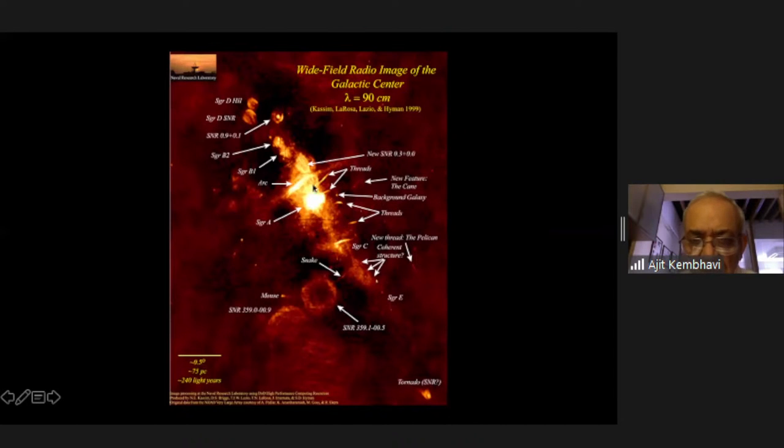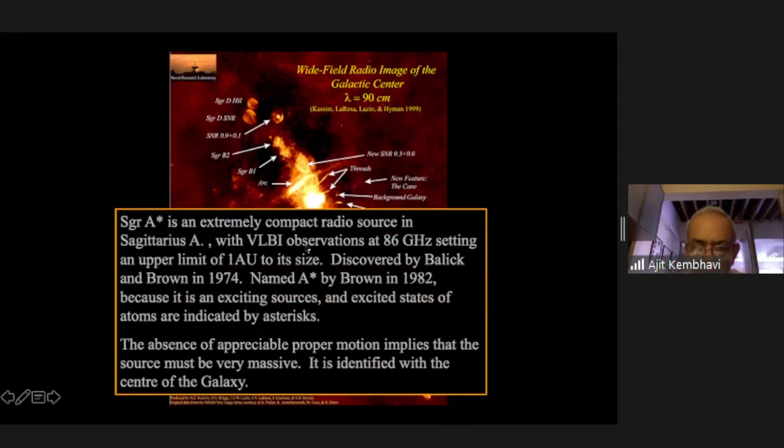So now here are some pictures of the galaxy. You see here a radio map of the galaxy taken at 90 centimeters, in 1999. And at the center of the galaxy, there's a source which is called Sagittarius A, which is a radio source. Now this was later observed, and it discovered a source called Sagittarius A star. It's an extremely compact radio source, which was discovered by Balick and Brown in 1974. And it was named A star, meaning A because it's an exciting source, in 1982.